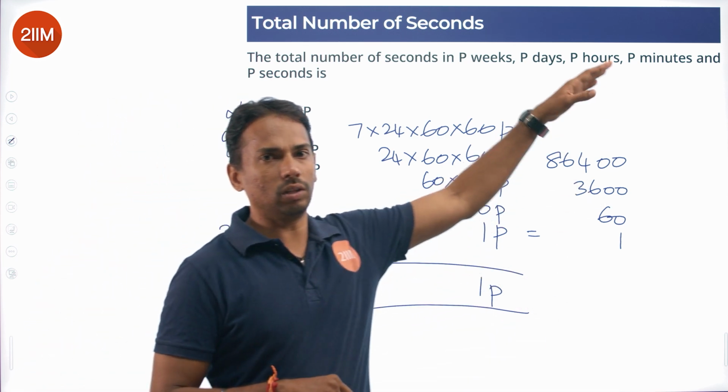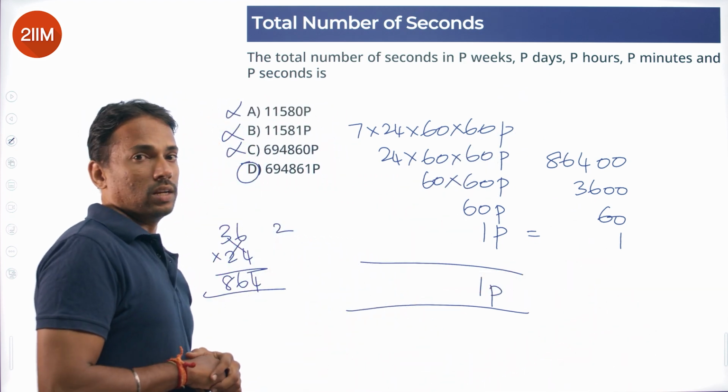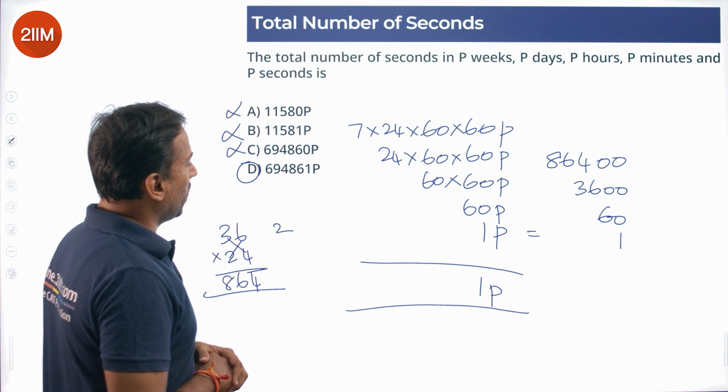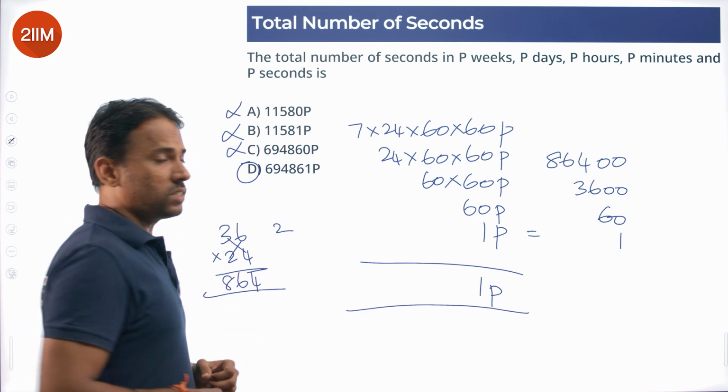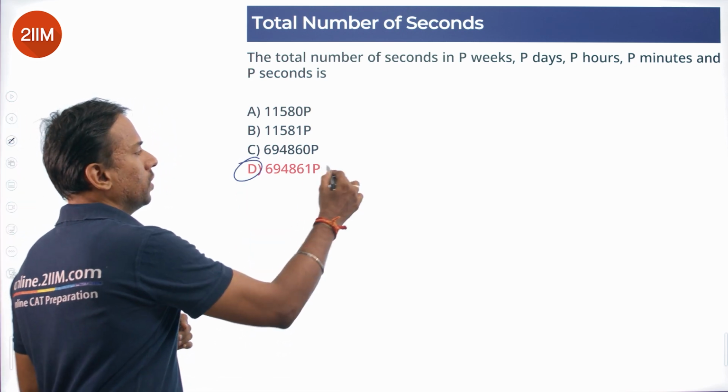I am not going for the full calculation. You can complete it and check. You should be getting D. So answer D, option D. 694861P should be the right answer. Anyways, we'll check that. We are perfectly right. Option D is the right answer.